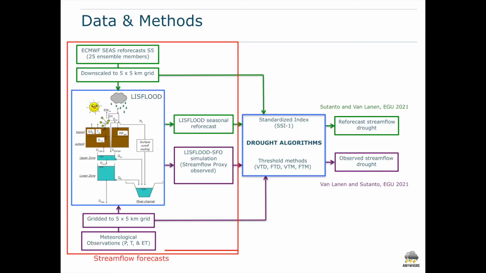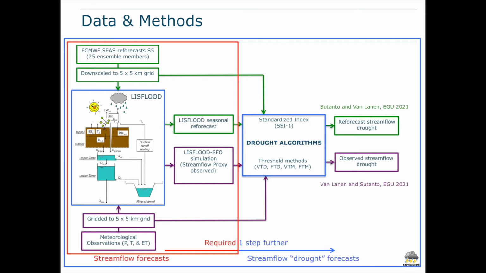For reforecasted streamflow drought, we use the LISFLOOD hydrological model fed by the ECMWF SEAS5 reforecast with a lead time of 7 months. The outcome from the model is seasonal streamflow forecast. See the red box on the left. However, please keep in mind that this is not streamflow drought forecast yet. We need to apply drought identification approaches to streamflow forecast to identify drought in the river, which is one step further. Look at the blue box. In this study, we applied the standardized streamflow index SSI1 and threshold methods, namely daily variable threshold, daily fixed threshold, monthly variable threshold, and monthly fixed threshold.